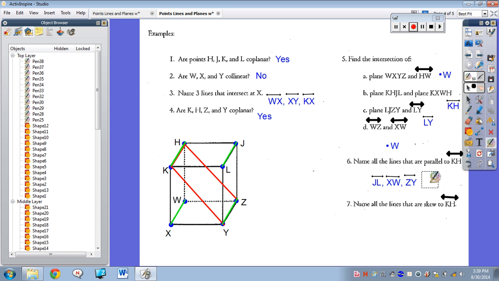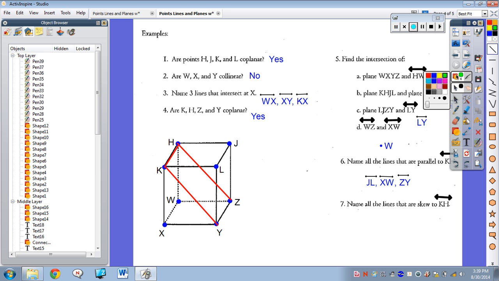Alright, let me get rid of those green lines for a second. I'll put this answer back for you. Now, name all the lines that are skew to KH. So we're still going back. I'm going to use a different color for this one. Let's use purple. Here's KH again. Remember, skew means you can't be parallel. So all of these lines that we just named are not skew because they're parallel. You can't be skew and you cannot intersect.